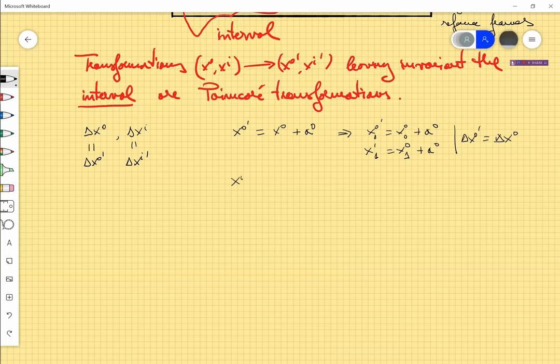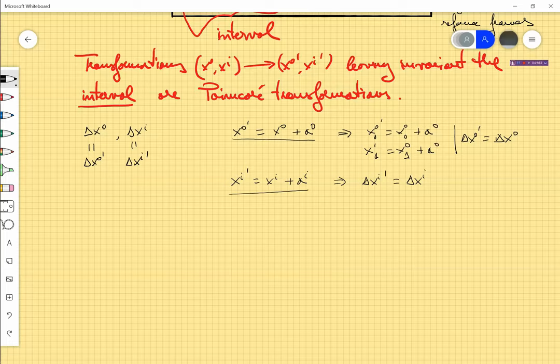The same I can do for the spatial coordinates. I can shift them by 3 arbitrary constants, ai, so a1, a2, and a3 for each of the coordinates, and clearly this will leave this invariant. Now, what are these transformations? This transformation is telling you that the second reference frame has a clock which is shifted by a0 seconds with respect to the other one. The origins of time are just shifted. And this is telling you that there is a difference in the position of the origins of coordinates of these two reference frames.